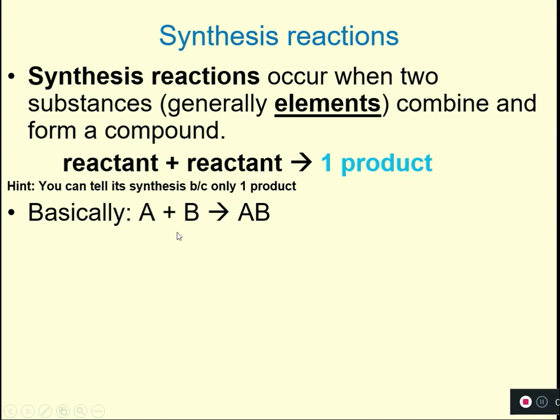Basically, if you look at it from a perspective of just symbols, A plus B gives you AB. Whatever A is, whatever B is, it doesn't matter. They're two different elements coming together to make whatever compound happens to bring them together in an AB combination. So an example might be potassium plus chlorine giving you potassium chloride. Now this equation has been balanced to make sure all the elements are okay. You notice you have 2 Ks on both sides and 2 Cls. We will focus on how to do that in a later episode of these videos.